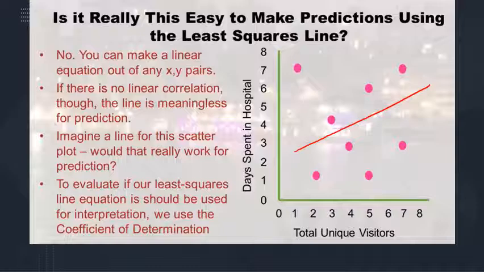So would you think that this line is even a good line to use for prediction? It probably wouldn't work that well. So we need to evaluate if our least squares line equation should even be used, because this might not give us a very good interpretation of what's going on with our data. Our data is not very clean. We have too many scatters all over the place. So in order for us to determine whether or not we can actually get a good line to work with and make predictions with, what we need to use is the coefficient of determination.